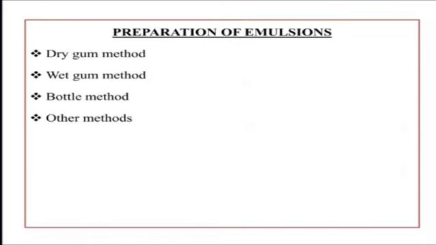Preparation of emulsion. There are various methods of preparation: dry gum method, wet gum method, bottle method, and other methods. First, one of the methods we see in this class, the dry gum method.